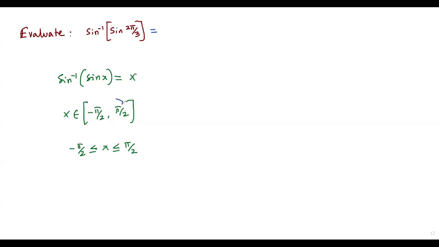Let me consider this closed interval with quadrants. Negative pi over 2 to positive pi over 2 covers the fourth quadrant and the first quadrant. So the value we get for an expression in this form has to be either in the fourth quadrant or the first quadrant. Now let me evaluate sine of 2 pi over 3 separately, because I'm not able to evaluate the given expression directly. The value I get over here is not in this interval, so I'm going to evaluate this one separately.